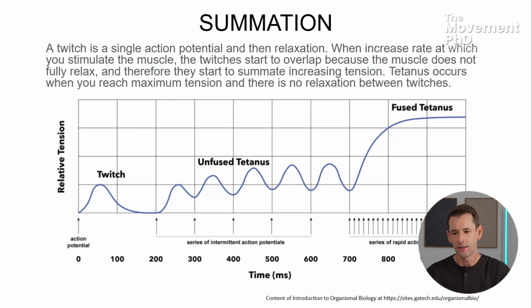That's fused tetanus. So let's review that one more time. One single action potential and we let it relax, that's a twitch. We start to increase the rate at which we activate that muscle and we don't let it fully relax before we cross threshold again, that's unfused tetanus. So we start to sum these twitches into a greater relative tension. And finally, if we keep activating it fast enough, you won't even be able to see those individual twitches. That's going to be our fused tetanus or a nice smooth muscle contraction.